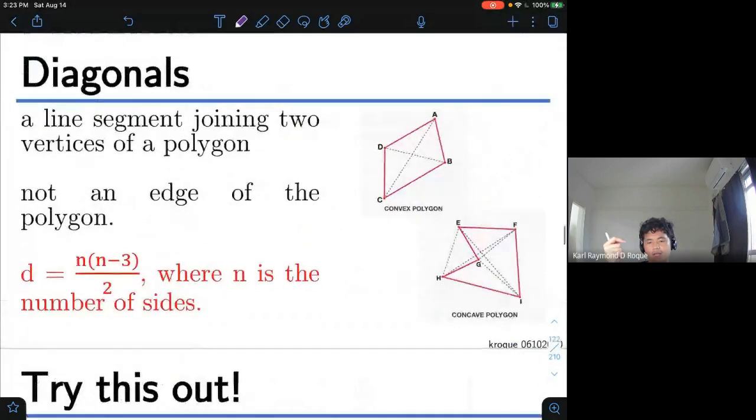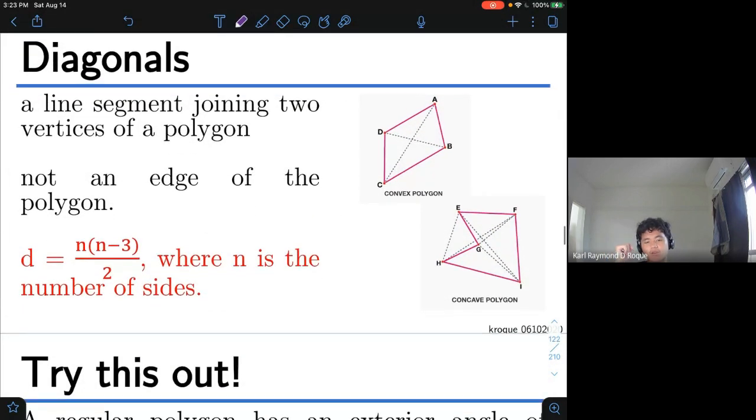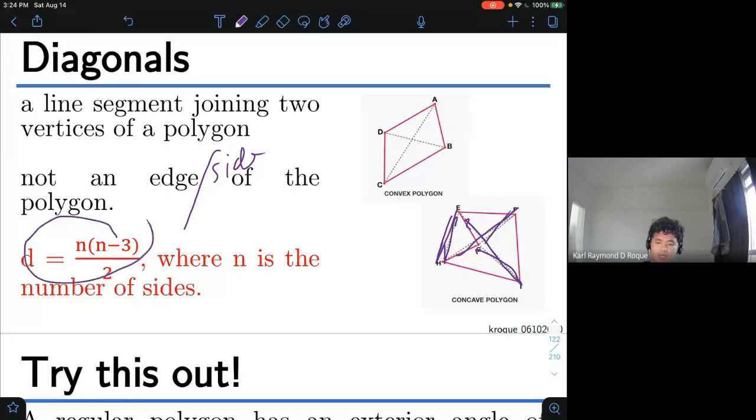Next, diagonals. A line segment joining two vertices of the polygon. Pwede siya sa loob, pwede siya sa labas. Remember that, okay? Hindi siya edge ng polygon. Yun lang yung condition na required. Then, the number of diagonals in a polygon is n times n minus 3 over 2, where n is the number of sides.